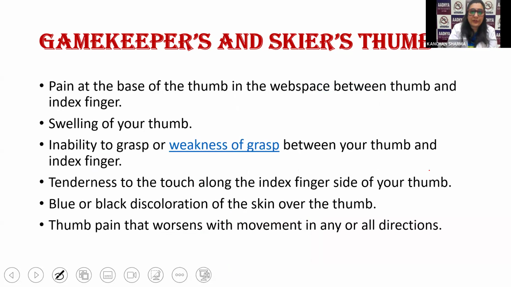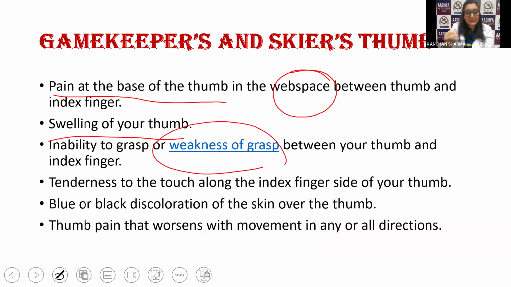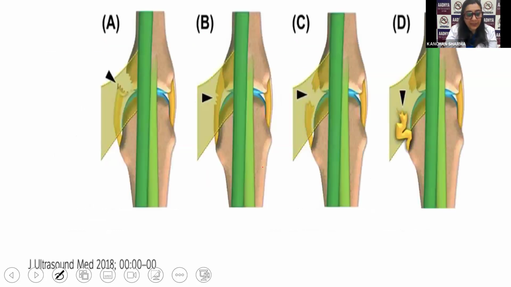This is again a simple way of learning it: these patients will have pain where? At the base of the thumb, usually where we put a probe, in the web space. Exactly there they will complain of pain. They can have swelling of the thumb and weakness of grasping. It will be very tender to touch along this side, because this is where the ligament is located. Sometimes you can have bluish or blackish discoloration, or they will have pain whichever way you move the thumb.